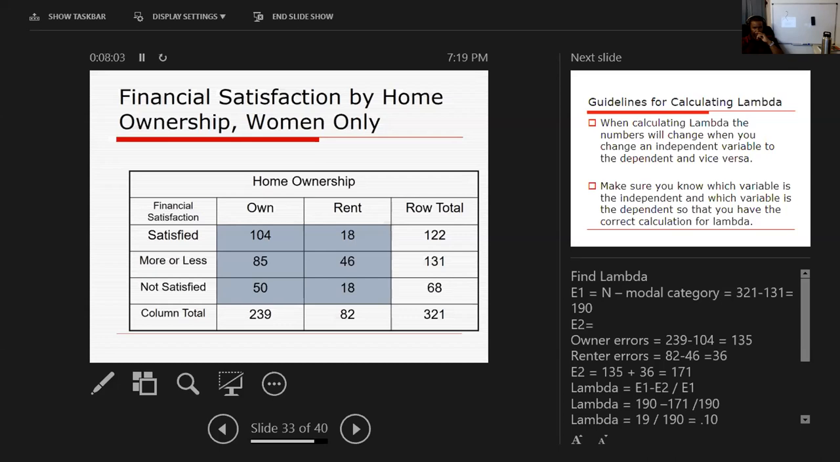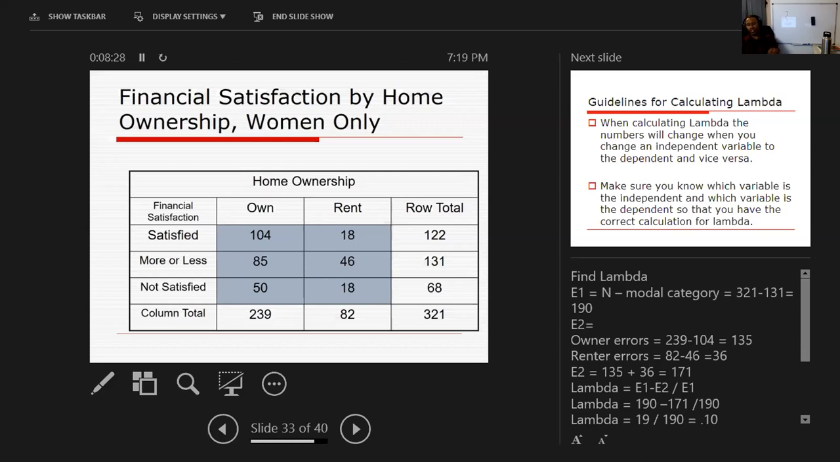With the last example we did, you're basically choosing on the row totals on the side. Like choosing yes or no, what's the right way to go? And then your remainder would be the errors. But in this situation, it's satisfied, more or less, or not satisfied. So what am I looking for? You're just looking for the biggest number, which would be your mode. You'd predict that. And then your remainder is what's left over, right?